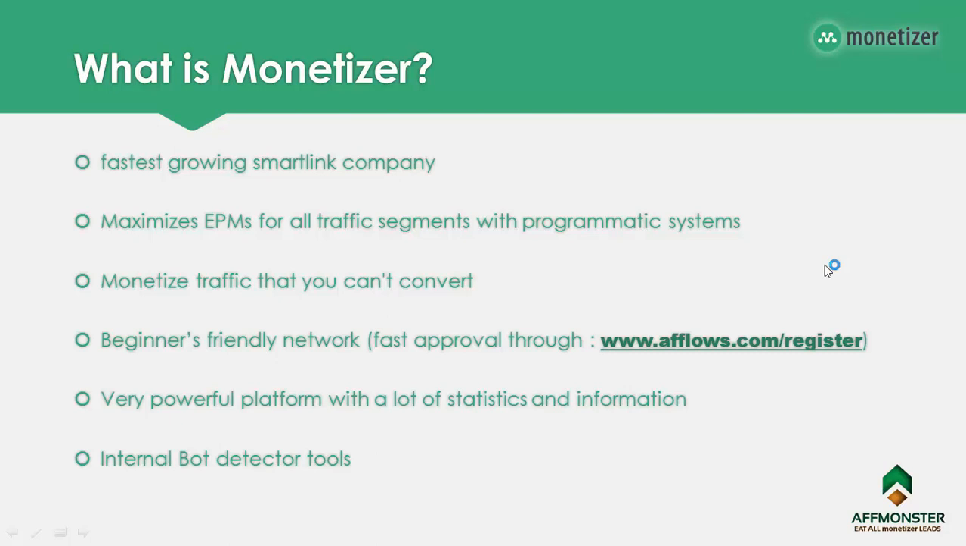What's Monetizer? Monetizer is a traffic monetization system. It is similar to normal SmartLink offers with other offer networks, but with powerful tools for offer analysis, rotation, and monetization, with full isolation between advertisers and publishers, where publishers cannot see the exact advertiser's offer. Despite this, their system utilizes very effective offers, and it is in their best interest to maximize the EPMs for all traffic segments with programmatic systems.